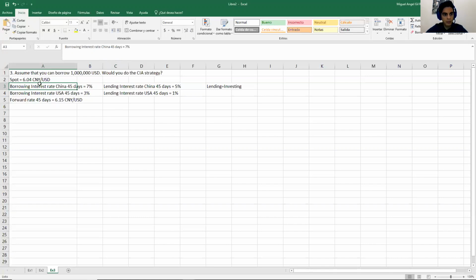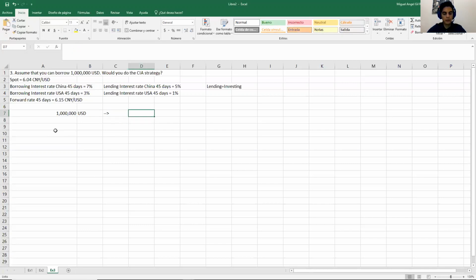In this example, it's a bit different because also look at this, it says, assume that you can borrow money. So you don't have the $1 million, you will borrow the $1 million. So how does this work? If I want to borrow $1 million today, I need to calculate how much I will have to pay in the future, right? So how do I do this?